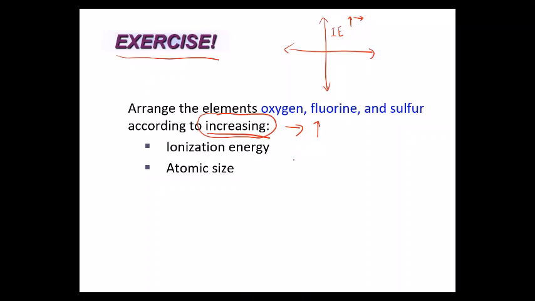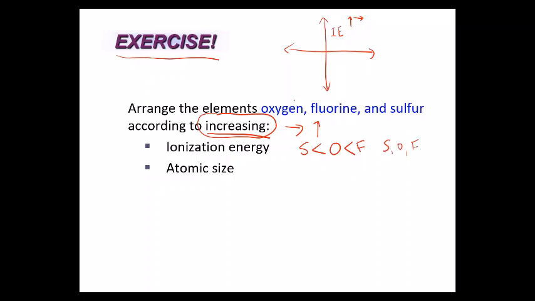Which one has the smallest ionization energy? Sulfur. And you can also write it with the little less-than signs. Then comes oxygen, and then fluorine. You could write it that way, or you could just list them in order, like so.